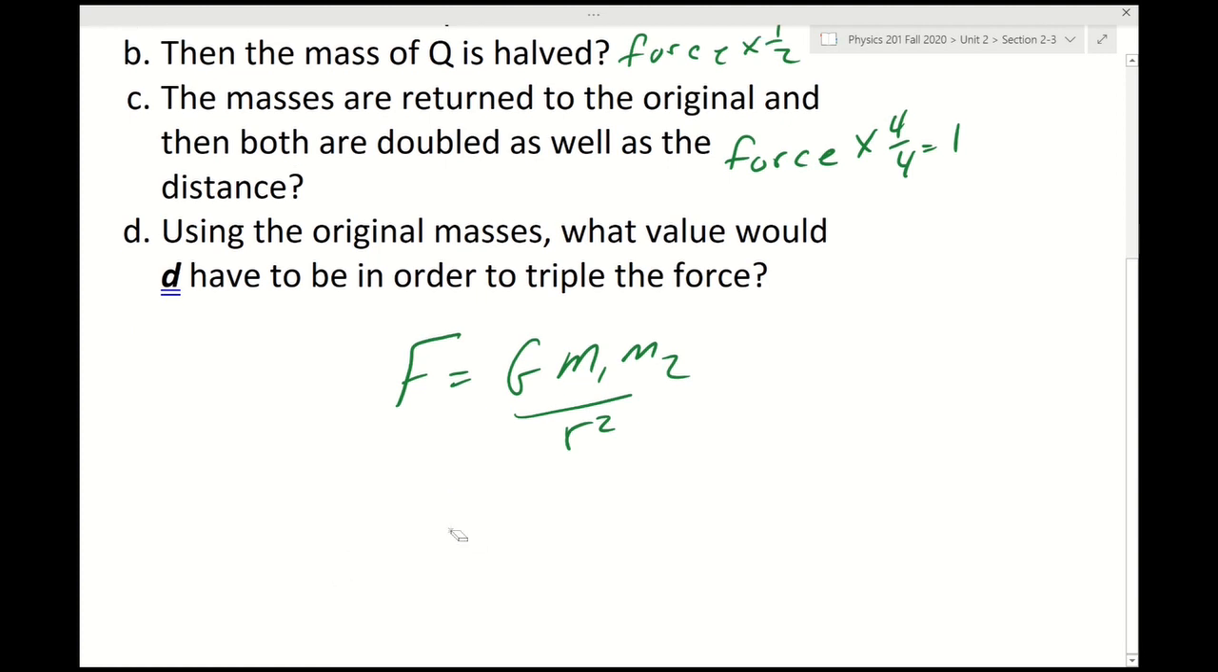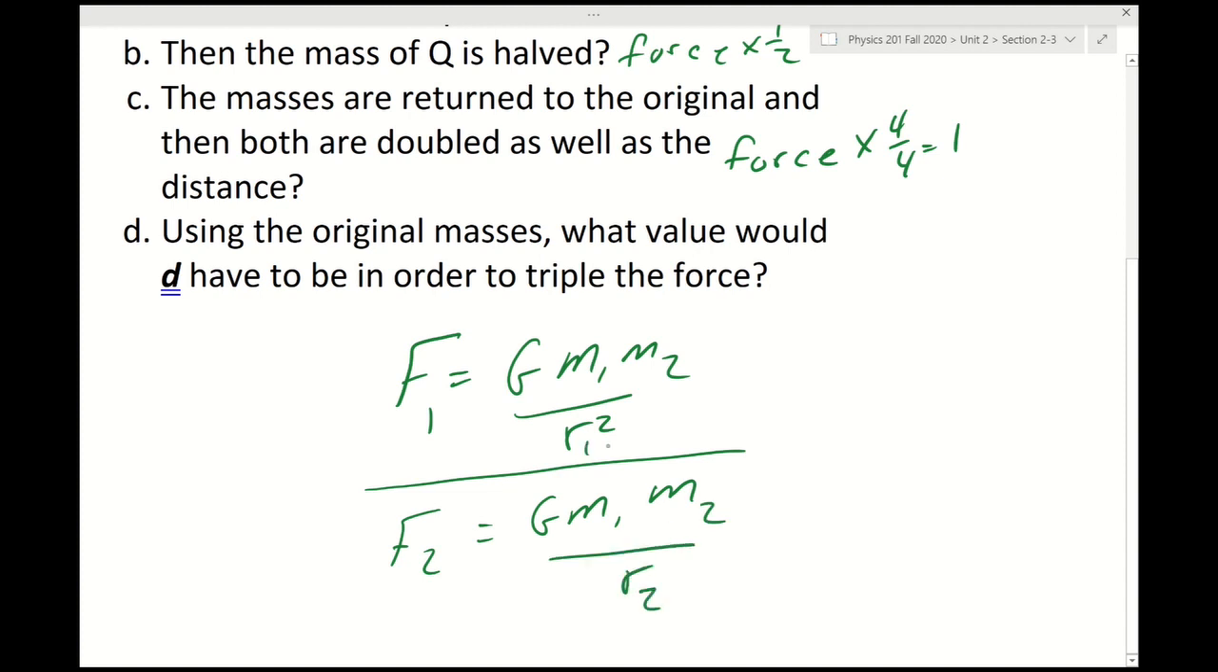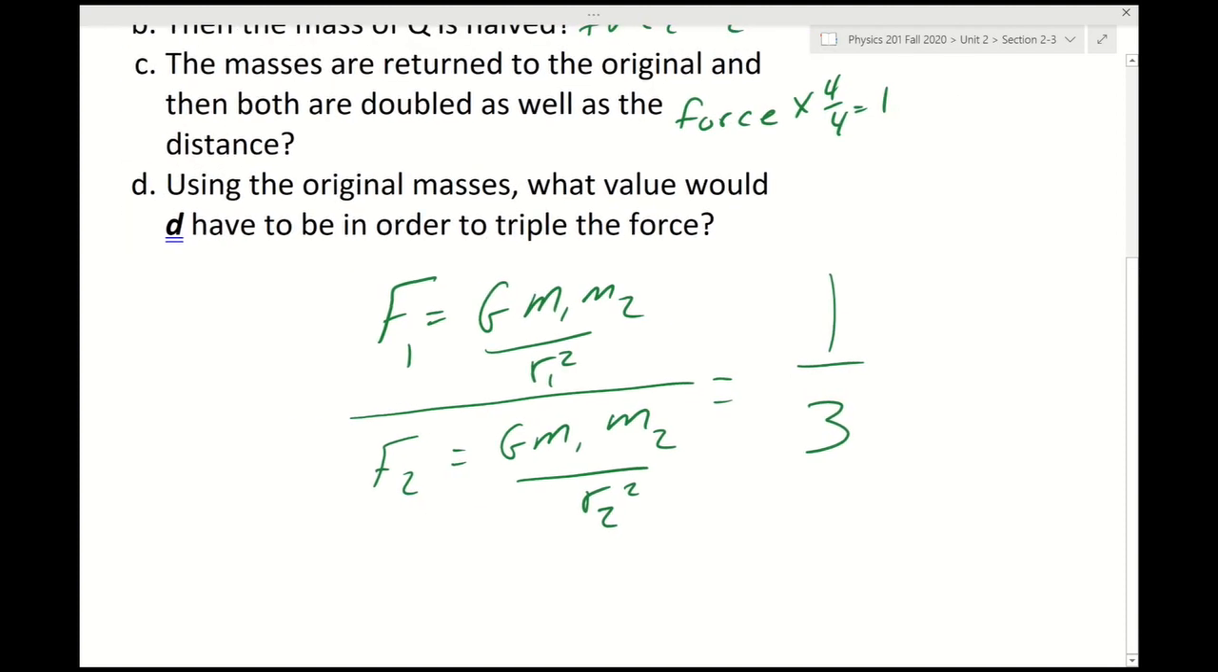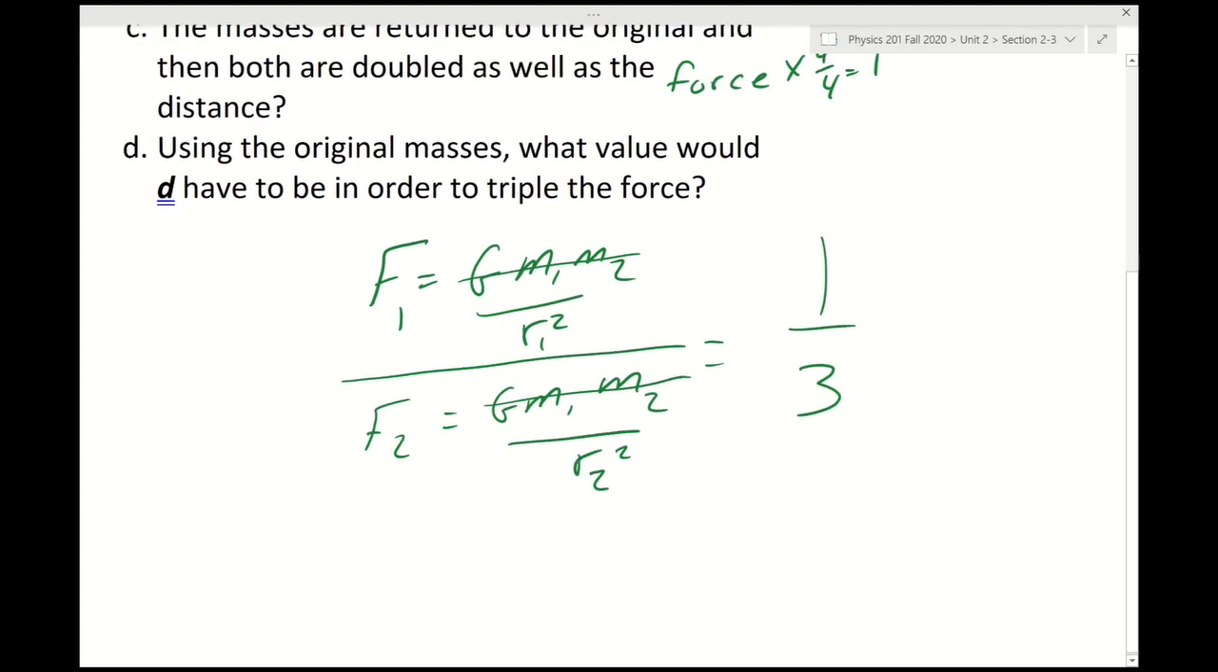Well, one of the ways to look at this is, say that's F1, and then F2 is big G M1 M2 over R2 squared, which we know that we're tripling. In other words, F2 is 3 times the size of F1. Now, all of this stuff is going to cancel. We didn't change the masses, we didn't change the constant.